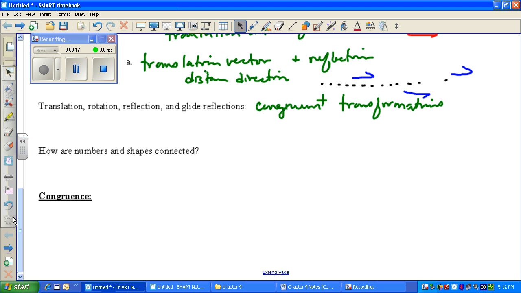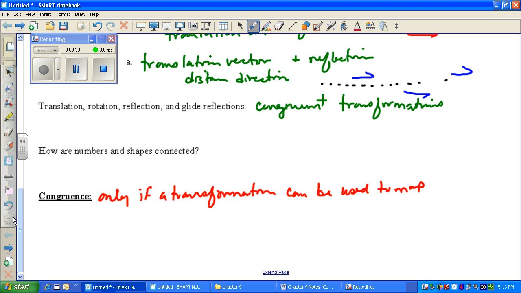Let's jump down to congruence. Congruence is going to happen only if a transformation, that would be the reflection, the rotation, etc., can be used to map one figure onto another. And what happens then, they pair up. Corresponding parts match.